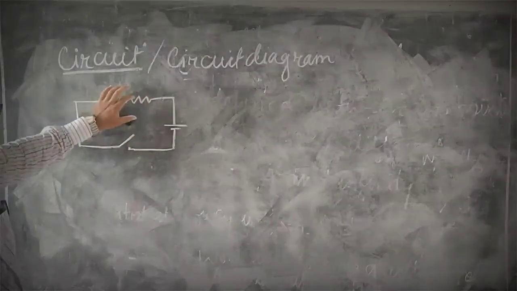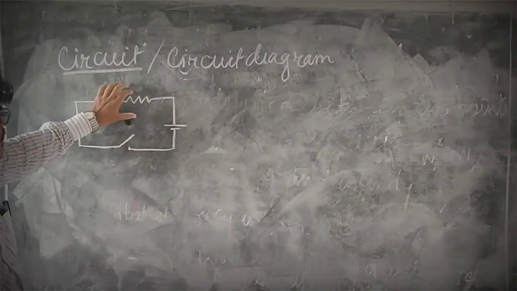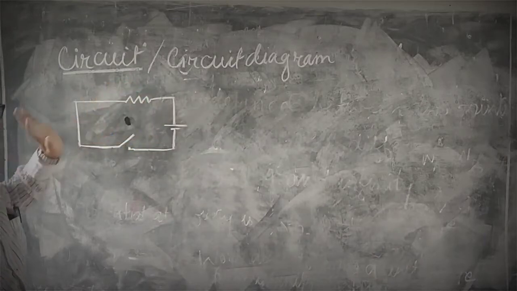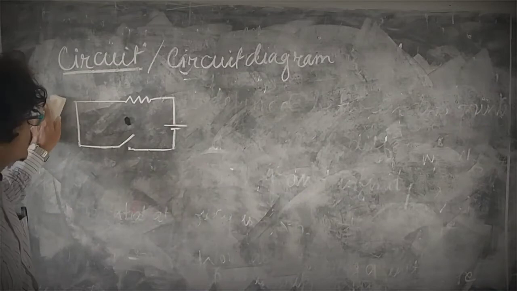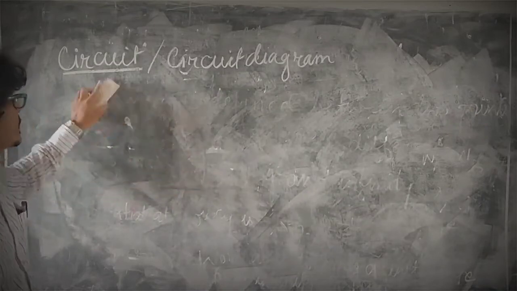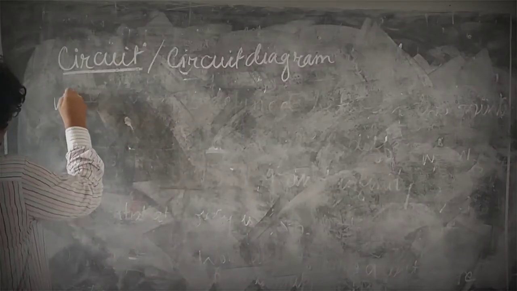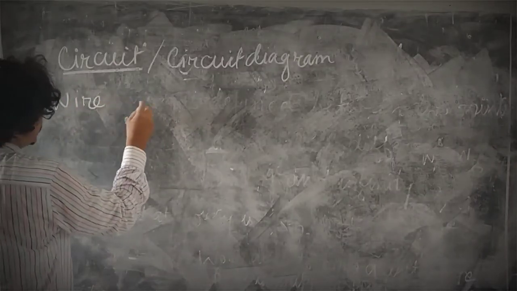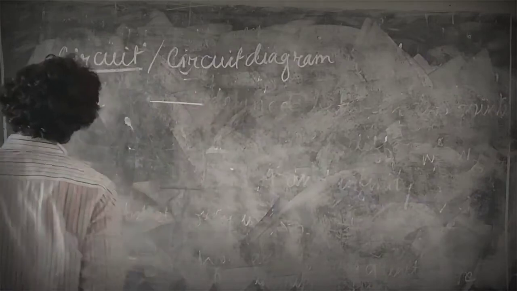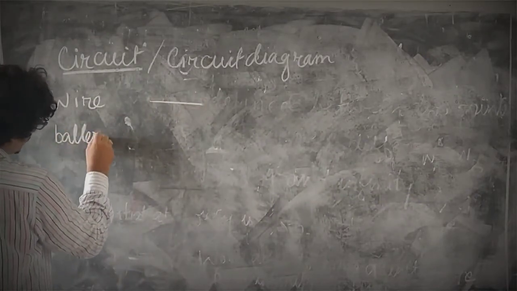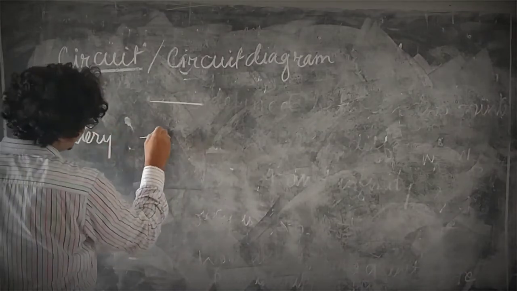Load means some equipment which can utilize that energy. So let us see some symbols. What is present in a circuit? One is wire, and then the source of energy, or battery.